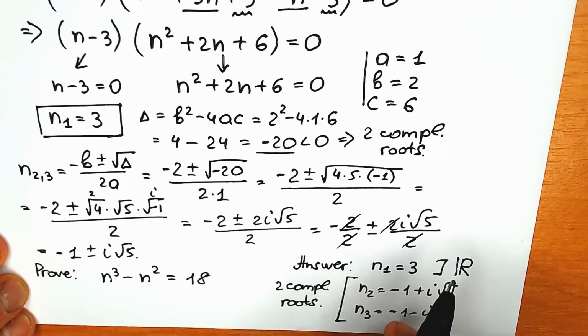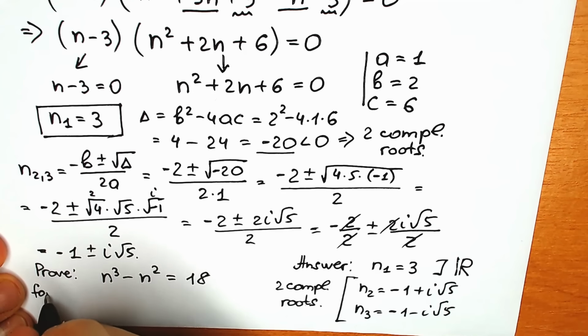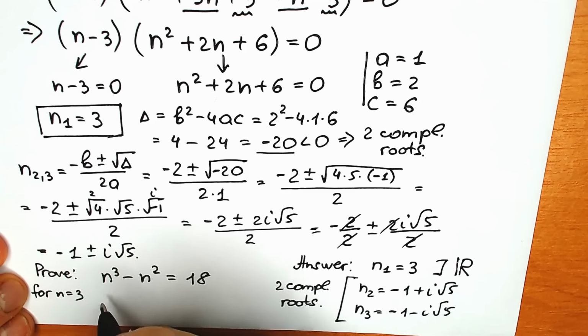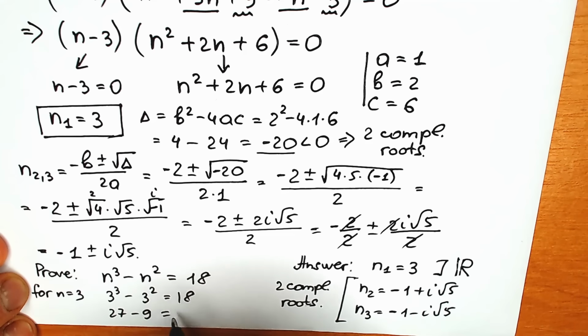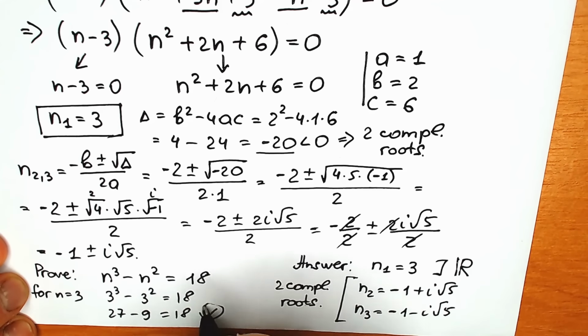Okay, so let's check this n equal to 3. For n equal to 3, we have a great expression because we have 3 cubed minus 3 squared equal to 18. So everything is great right here because we have 27 minus 9, which is equal to 18. So our root is absolutely correct.